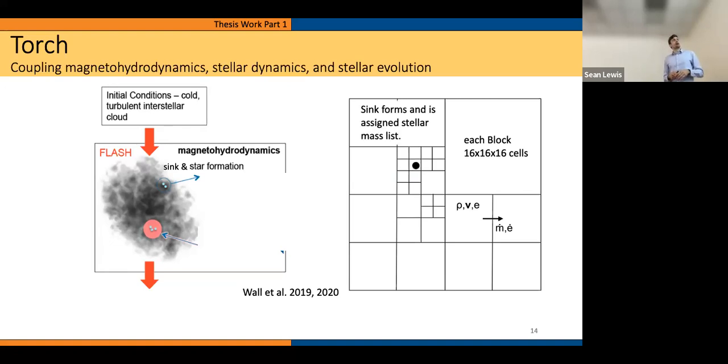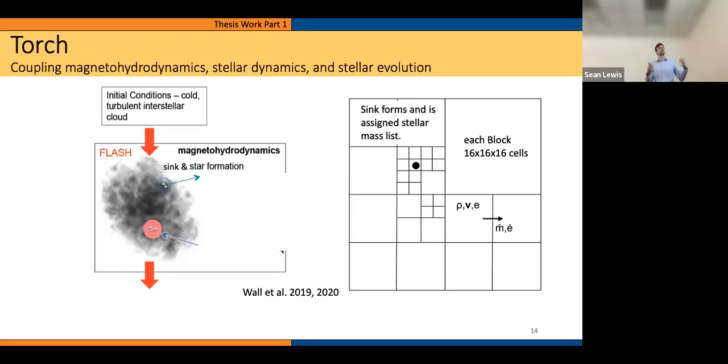As gas continues to collapse, the time step required to resolve the behavior of the gas at smaller and smaller scales drops significantly. To prevent that from continuing on and on forever, reducing our ability to model the entire system, we end up replacing the gas in a collapsing region with what we call a sink particle.